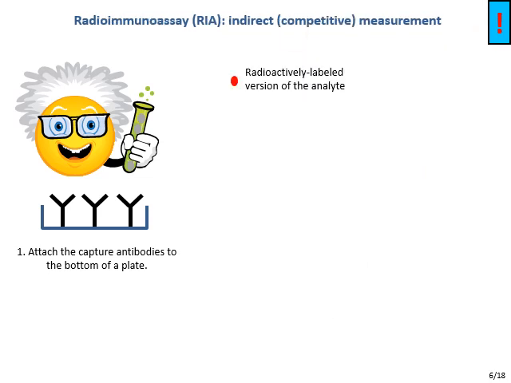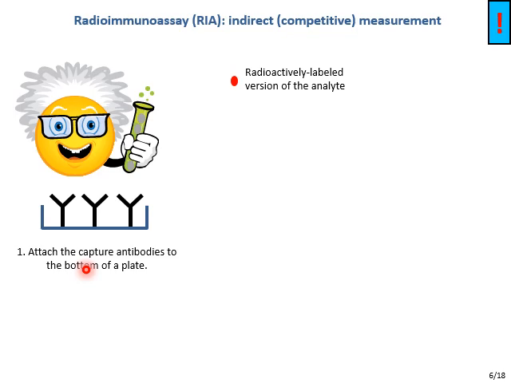In the previous figure, you were introduced to direct RIA, or direct radioimmunoassay. And in this figure, an alternative approach, indirect or competitive measurement, competitive radioimmunoassay, will be explained. The principle or the aim of this approach is the same. We would like to measure the concentration of something, let's say growth hormone, in the human serum sample. The first step in the procedure is identical to the first step in the previous approach. So we attach anti-growth hormone antibodies to the bottom of a plastic plate.